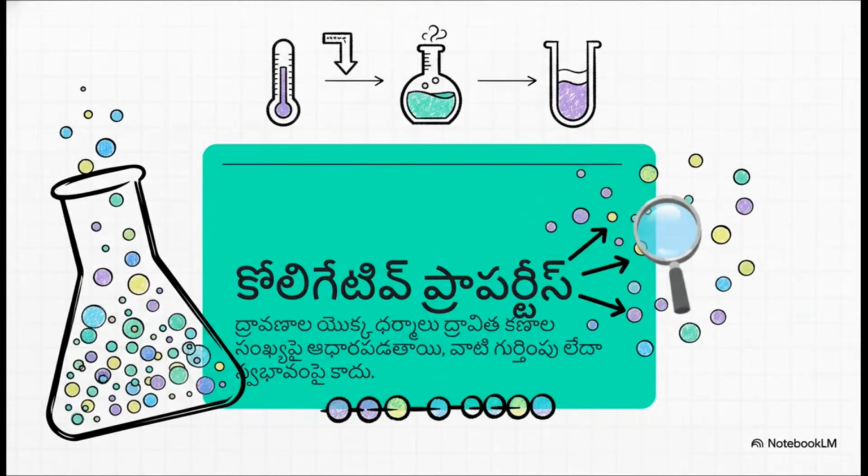ఈ అద్భుతమైన ధర్మాలనే మనం సైంటిఫిక్గా కొలిగేటివ్ ప్రాపర్టీస్ లేదా సంఖ్యాధార ధర్మాలు అని పిలుస్తాం. అంటే ఇవి ద్రావణంలో మీరు కలిపిన పార్టికల్స్ సంఖ్య మీద మాత్రమే ఆధారపడి ఉంటాయి. అంతేగాని ఆ పార్టికల్స్ ఏంటి, వాటి సైజ్ ఏంటి, వాటి కలర్ ఏంటి అనే దానిమీద అస్సలు ఆధారపడవు. మనం ఇందాకనుకున్న మ్యాజిక్ నెంబర్ రూల్ ఇదే.